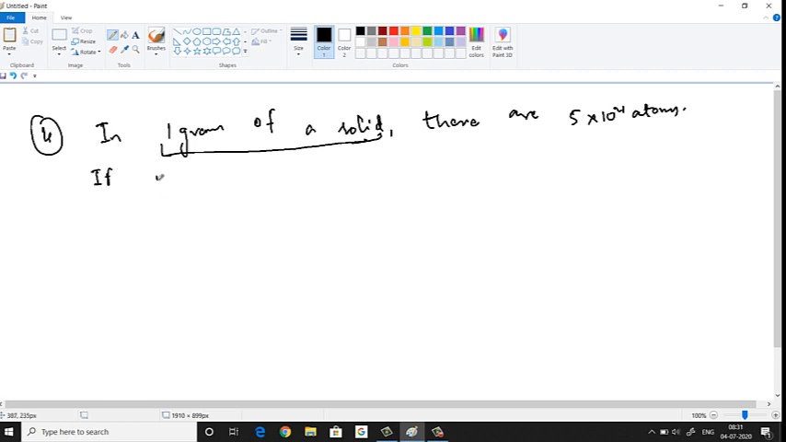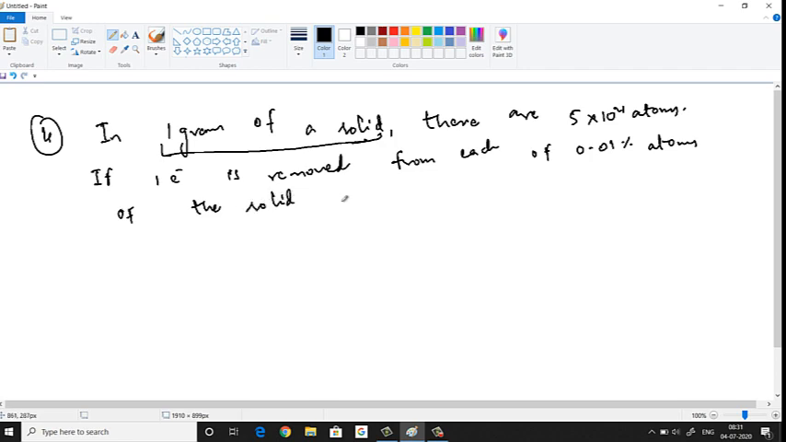If one electron is removed from each of 0.01% atoms of the solid, we need to find the charge gained by the solid. We need to find the charge gained by the solid.